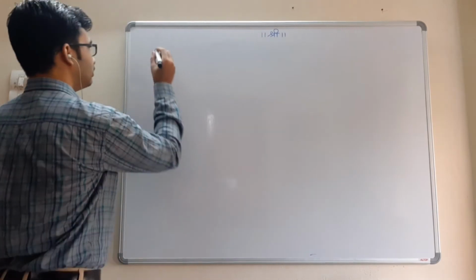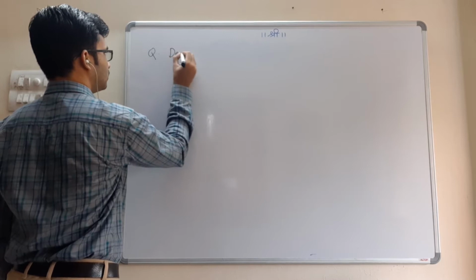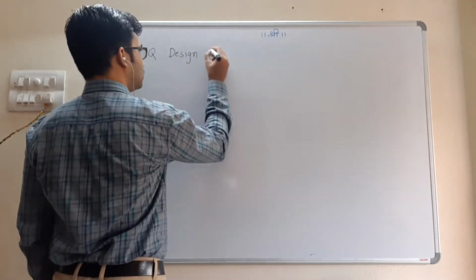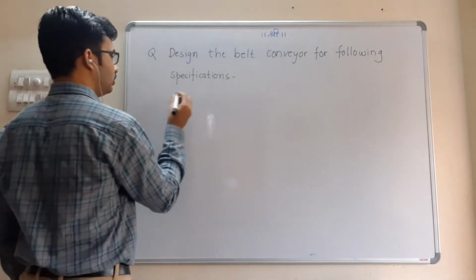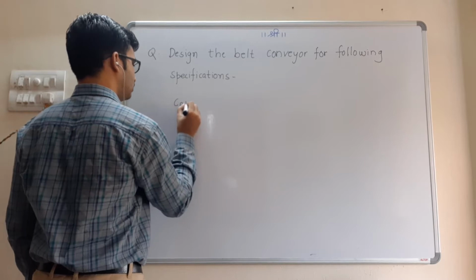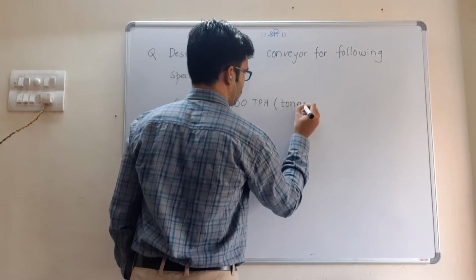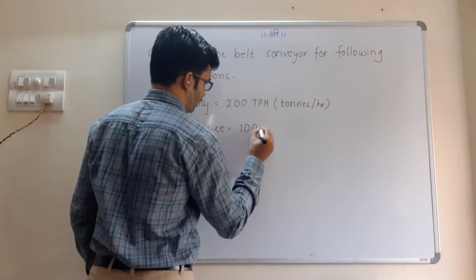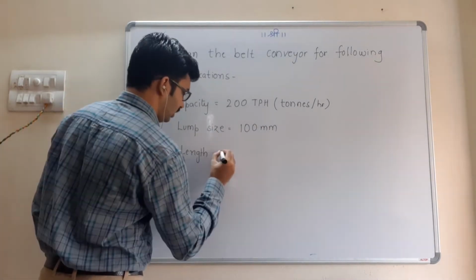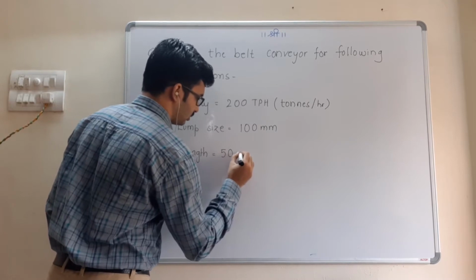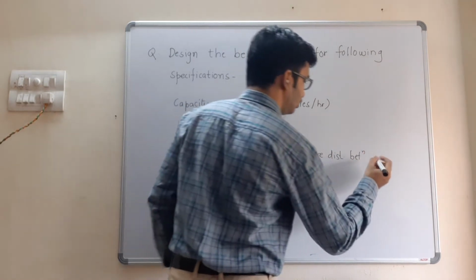Now you will find a question like: design the belt conveyor for the following specification. Here the properties will be given to you, likewise capacity. Now this TPH is nothing but your tons per hour. Then lump size will be given to you. Then the length of the belt will be given to you. The length here is given as 50 meters. Now this is your center to center distance between two drums.